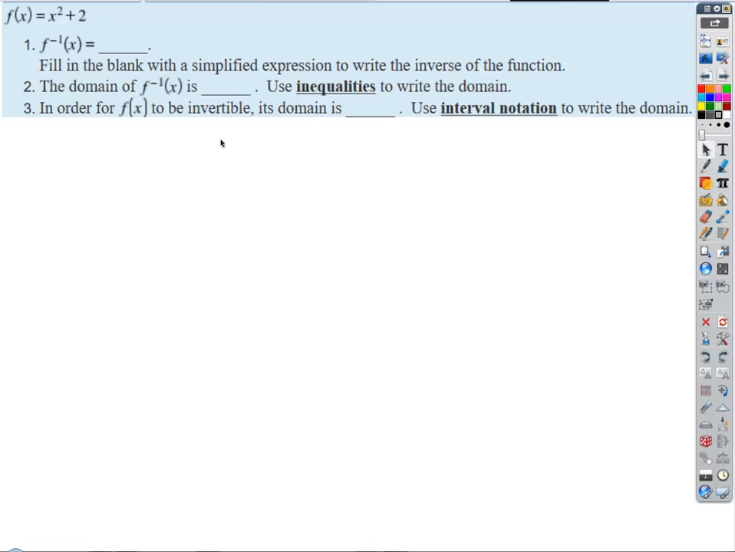Okay, so let's think about this now. What kind of a function is this? It's going to be quadratic, right? It's going to be a simple quadratic. So its parent function was the one we just looked at. That's just a simple parabola.